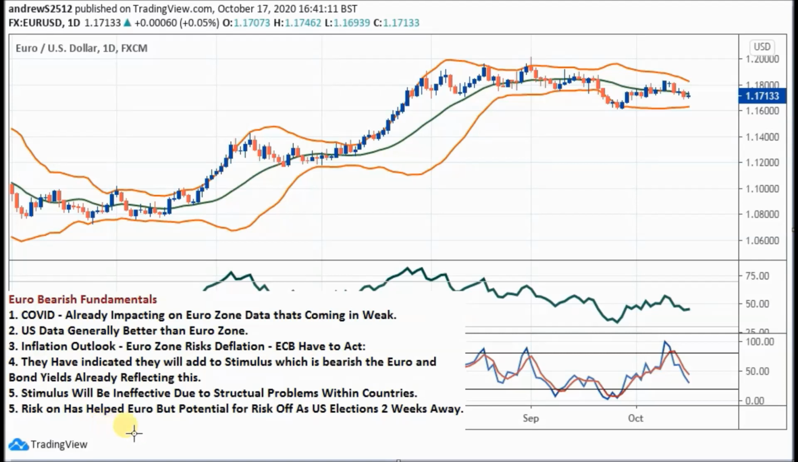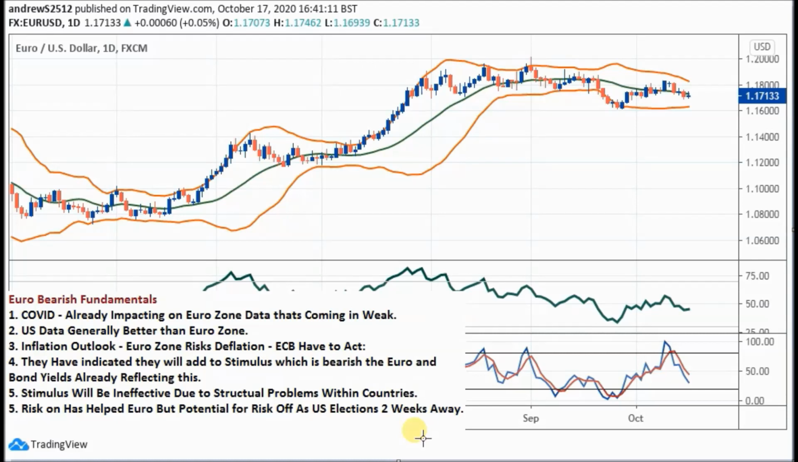We've seen stock markets being pretty firm. That's helped the euro against the USD, but there's the potential for risk off as the US elections are only 2 weeks away. Now, at the moment, the market is saying, well, yeah, Biden's going to win. That's going to be good for risk on, bad for the dollar. That's factored in the price, and we don't go with that view at all.